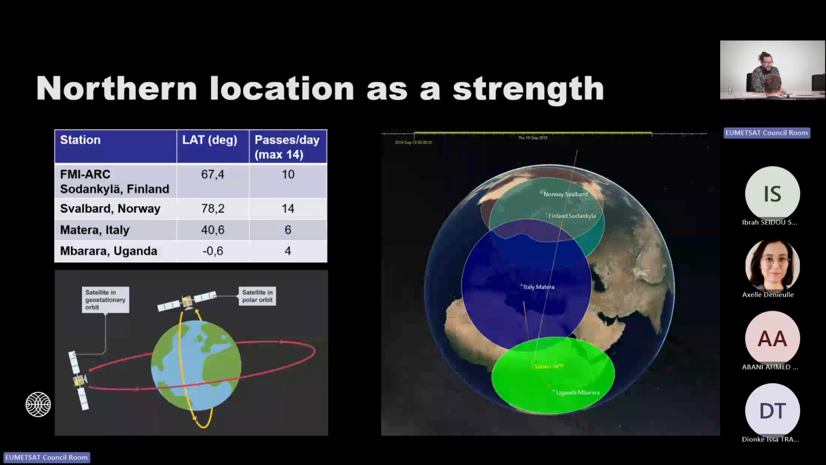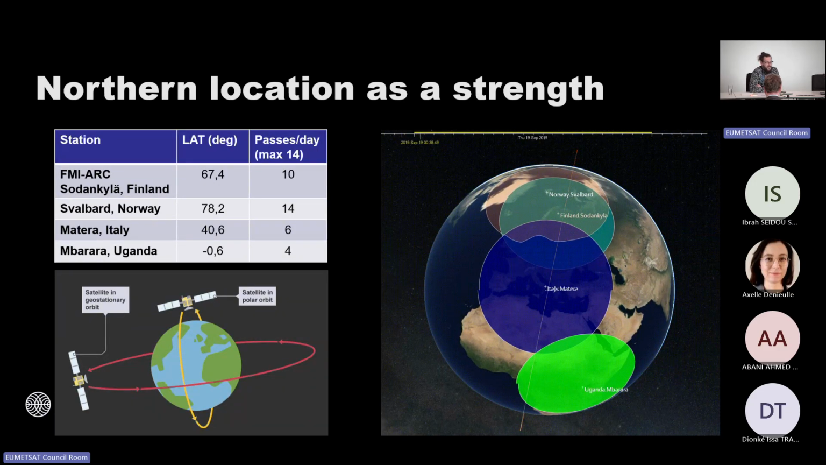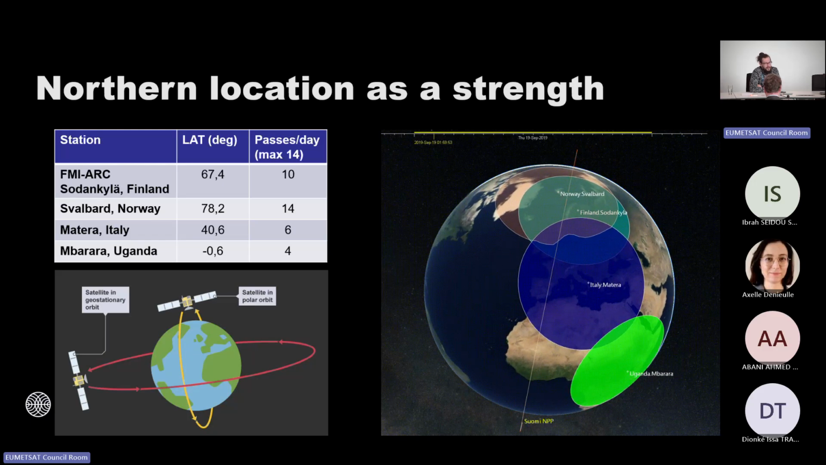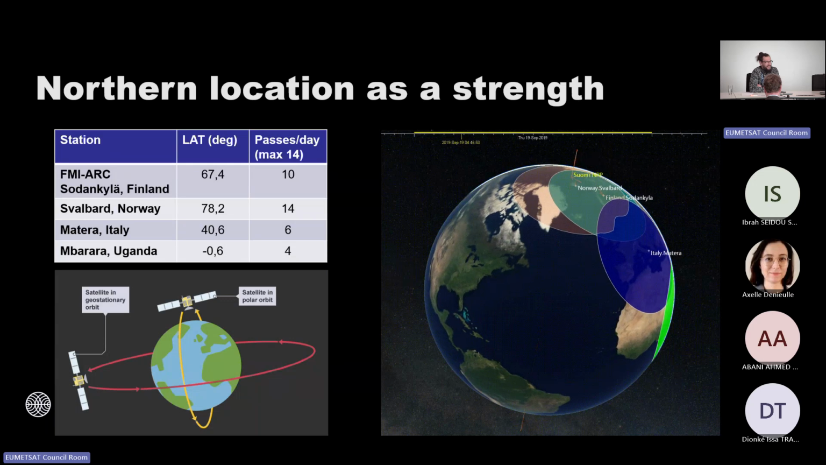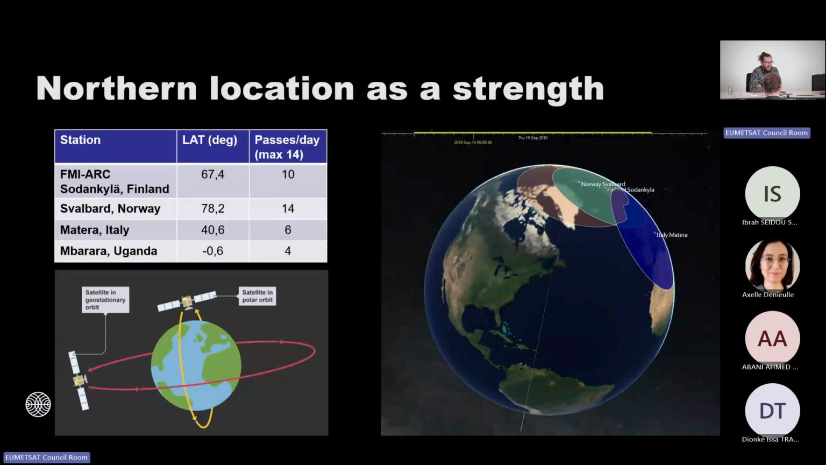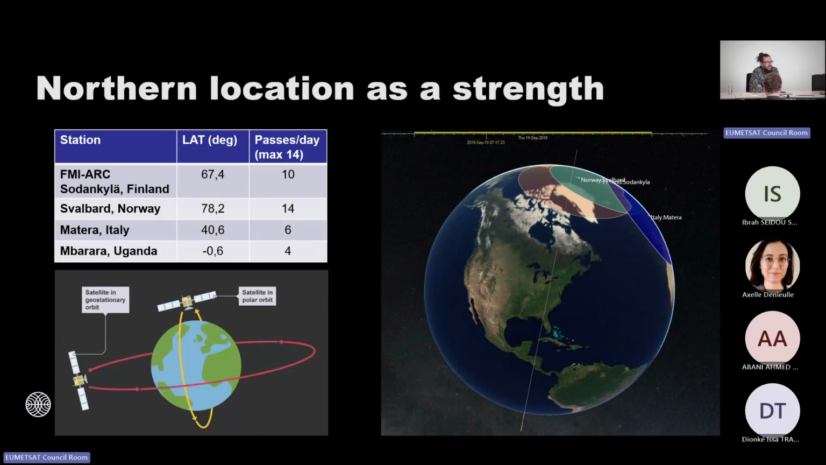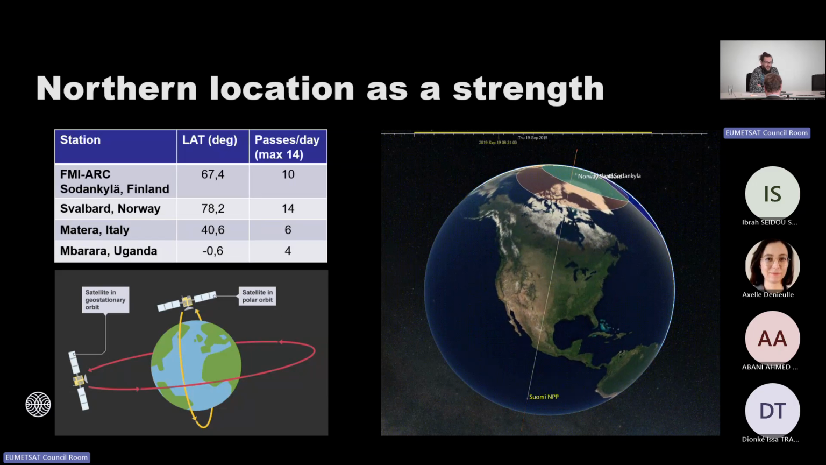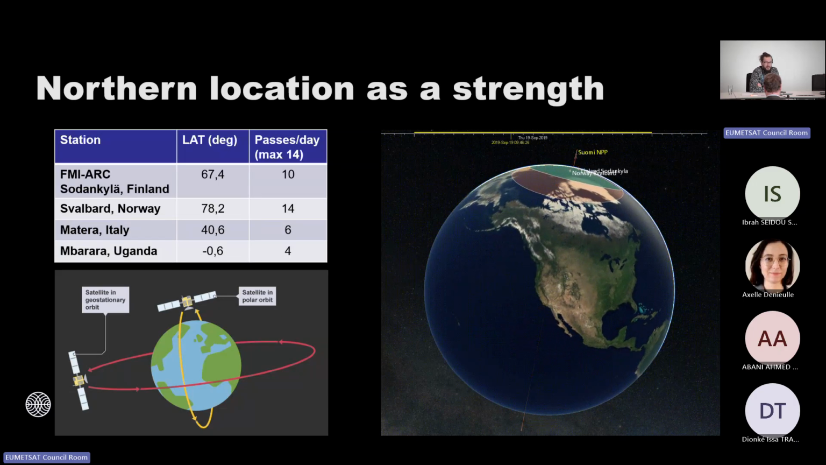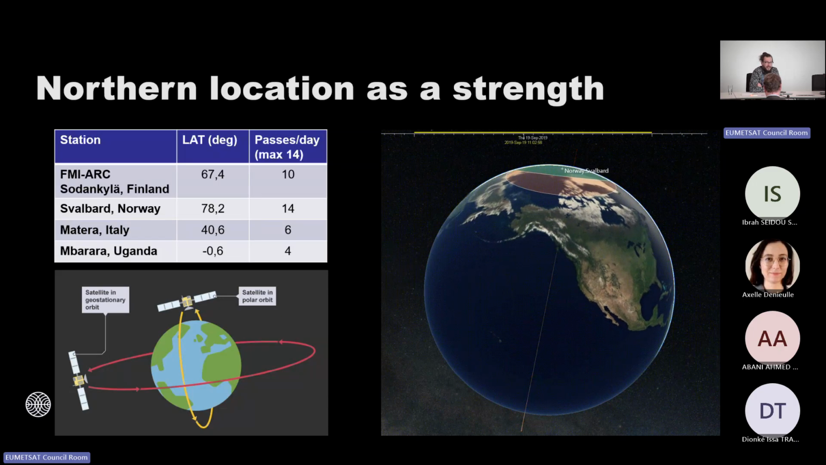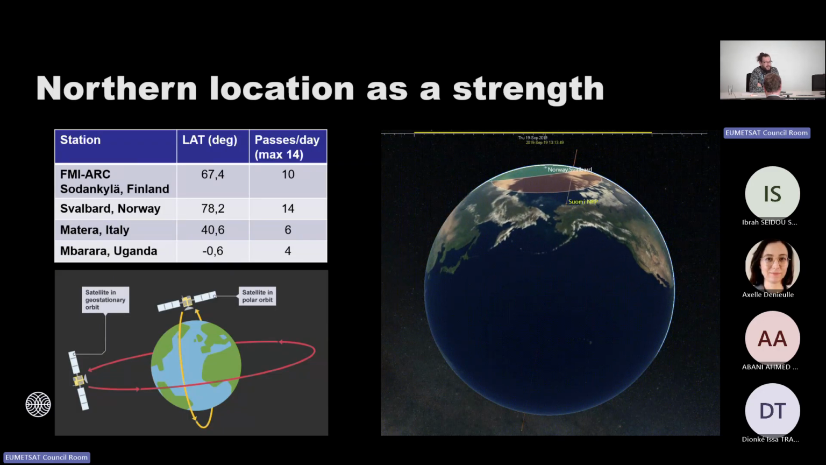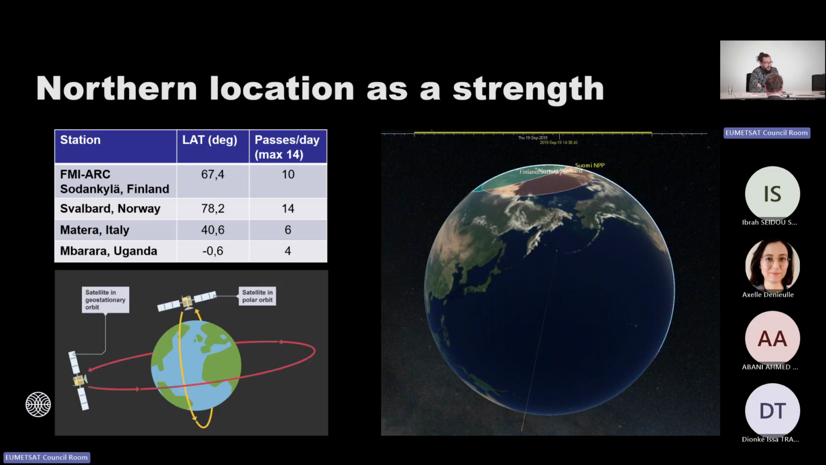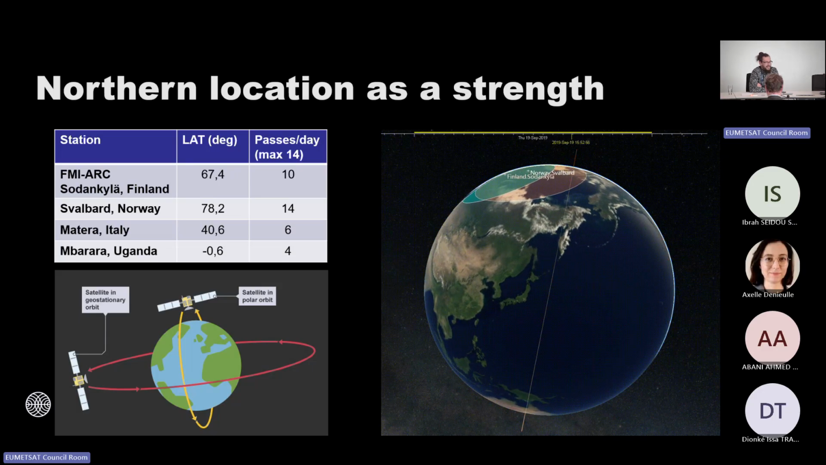We are located pretty high north, at 67 degrees latitude. I don't need to explain to this community why it's good to be at such high northern latitudes. But we can see about 10 out of 14 overpasses per day for one satellite in a polar orbit. Our friends in Norway, especially in Svalbard, do better, so they can see all the passes.